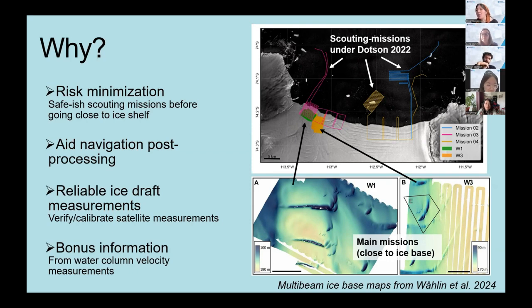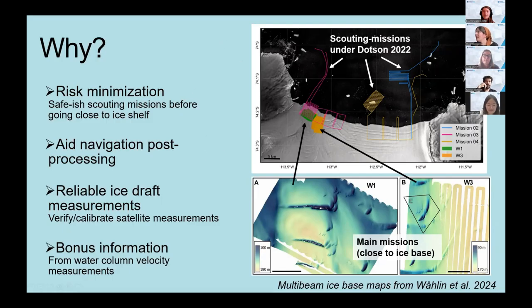And creating those kinds of maps could also help in post-processing of the navigation, because you get some navigational errors when you're inside an ice shelf. And it's also a way of measuring ice draft reliably, so that you could calibrate, for example, satellite measurements with them. And lastly, the ADCP is usually used to measure velocities and currents, and this is a way to get bonus information. And since missions under ice shelves are really hard to make, I think it's good to get as much information as we possibly can out of them.